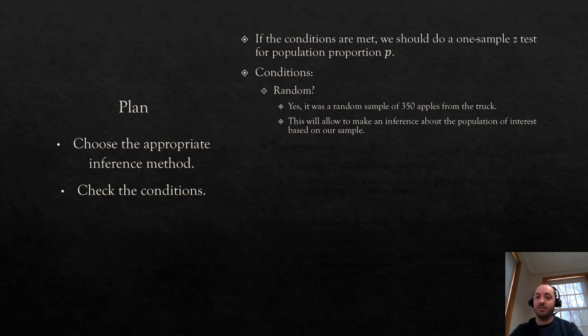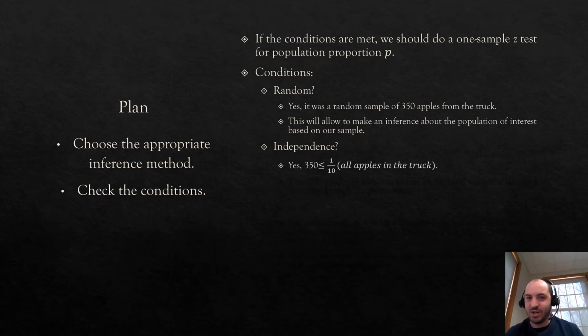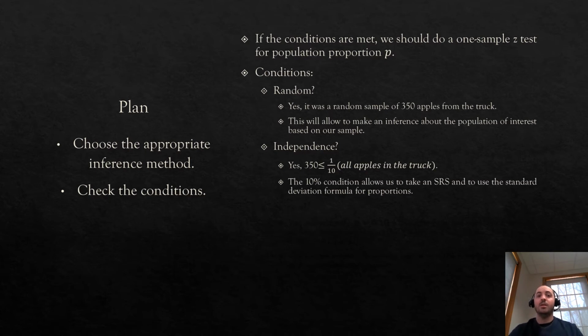So this is inference. Then we can move on to independence, which any time you have a simple random sample, it's going to be checking the 10% condition. And 350 apples is definitely less than 1/10 of all apples that are going to be in a truck. You're going to have a lot more apples than that. So the 10% condition says taking a simple random sample is fine, and we can use our standard deviation formula for proportions.